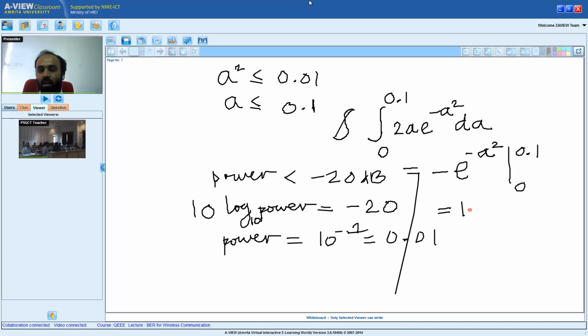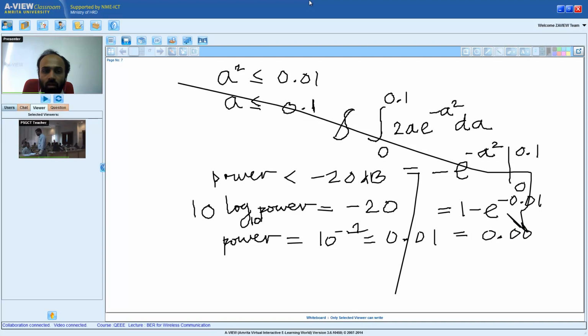The answer is 1 minus e power minus 0.01, and therefore what is the answer? Can you be a bit louder please? Someone respond on the chat please. 0.00995. Got it. Thank you. So the answer is the probability that the power is less than minus 3 dB is 0.00995. I think that is what some other person also said.